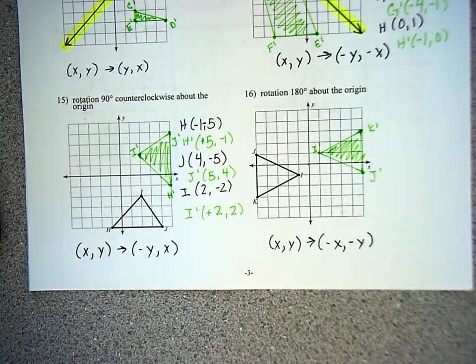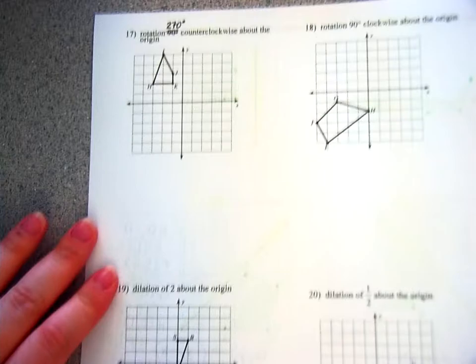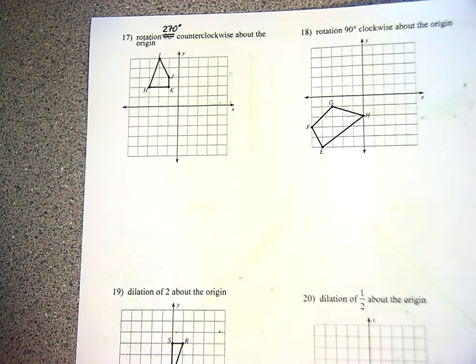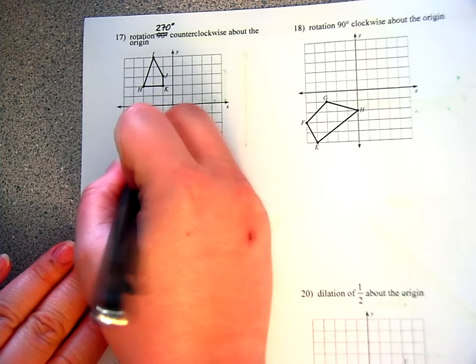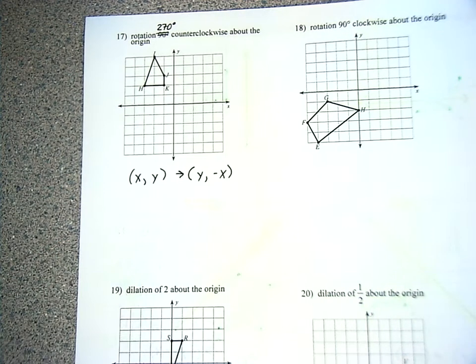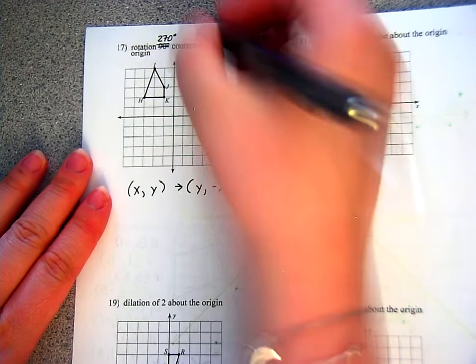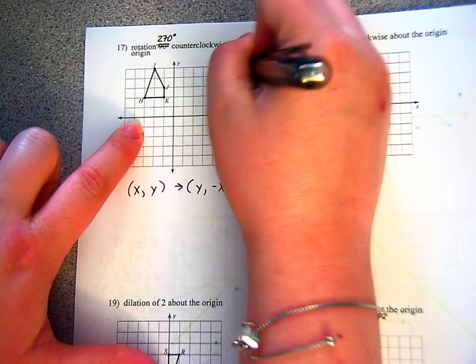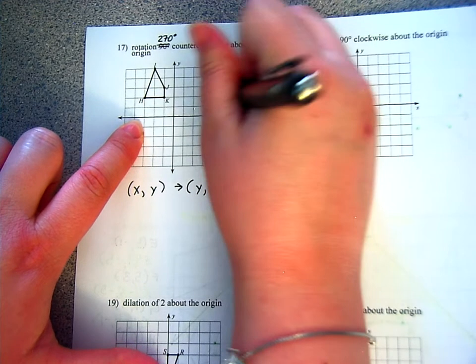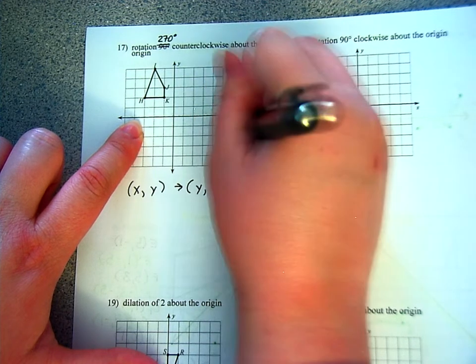And on to the last page, we got 4 more problems. So we're rotating 270 degrees counterclockwise. So our 270 degree counterclockwise rule is (x, y) transforms to (y, -x). So I'm going to write out our points so that I don't confuse myself again. So we have H at -3, +2. I is at -2, +5. J is at -1, 3. And K is at -1, +2.